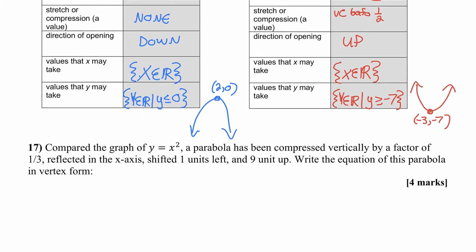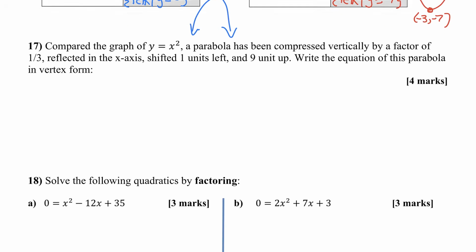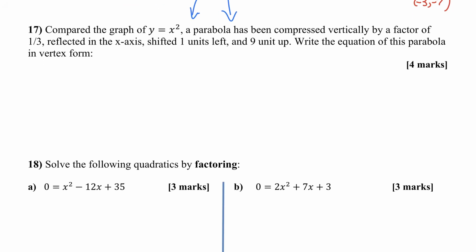Let's move on to question 17, where given the description of the transformations, we'll write the equation. So it says, compared to the graph of y equals x squared, a parabola has been compressed vertically by a factor of a third, reflected in the x-axis, shifted left and 9 units up. Let's write the equation of the parabola.